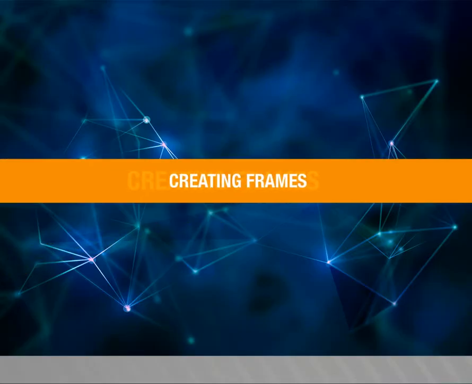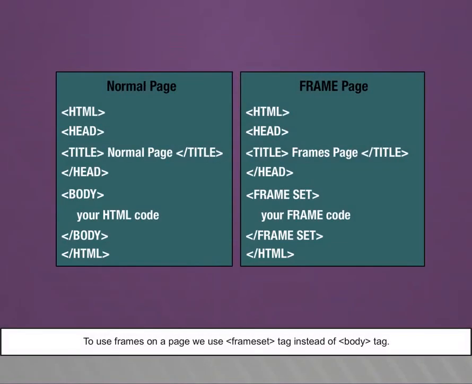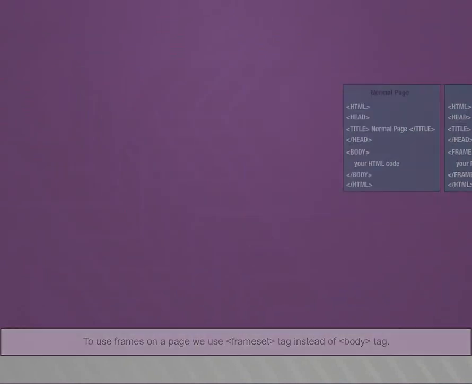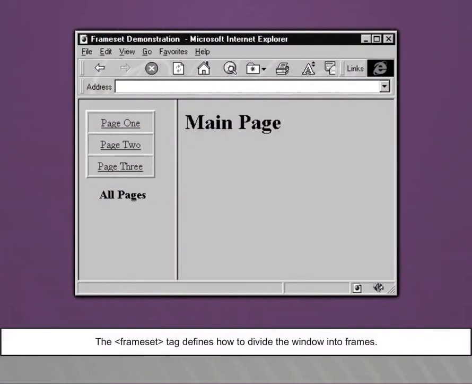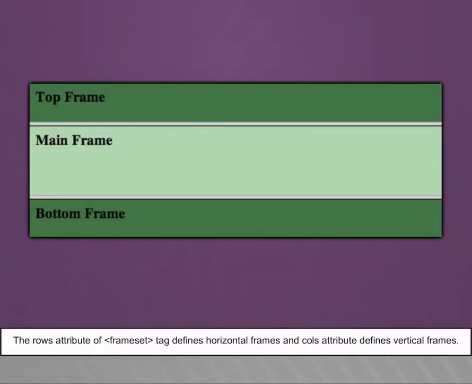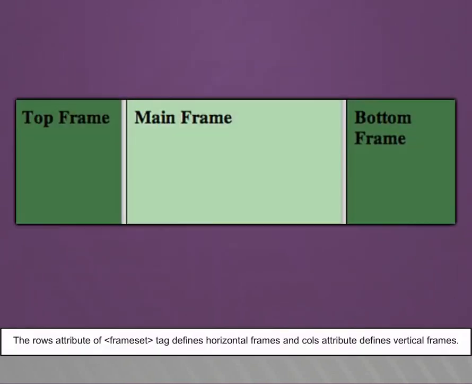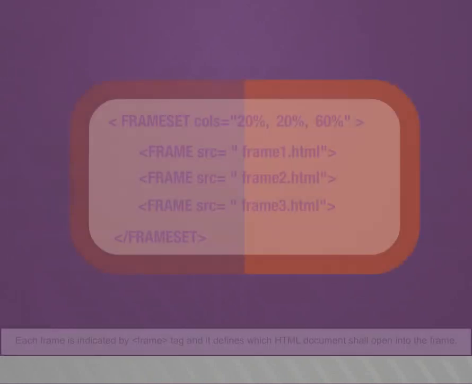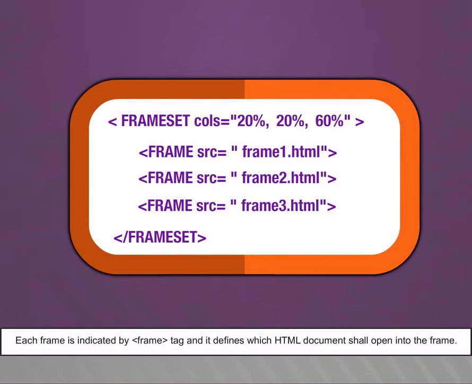Creating frames. In this video, we are going to see about creating frames. To use frames on a page, we use frameset tag instead of body tag. The frameset tag defines how to divide the window into frames. The rows attribute of frameset tag defines horizontal frames and cols attribute defines vertical frames. Each frame is indicated by frame tag and it defines which HTML document shall open into the frame.